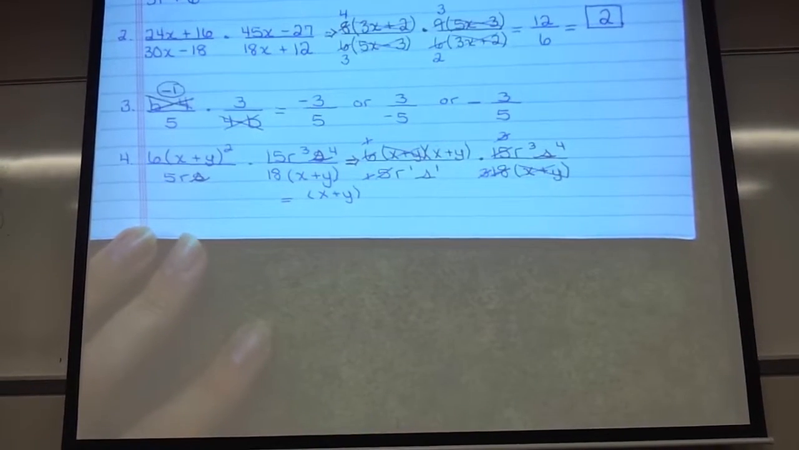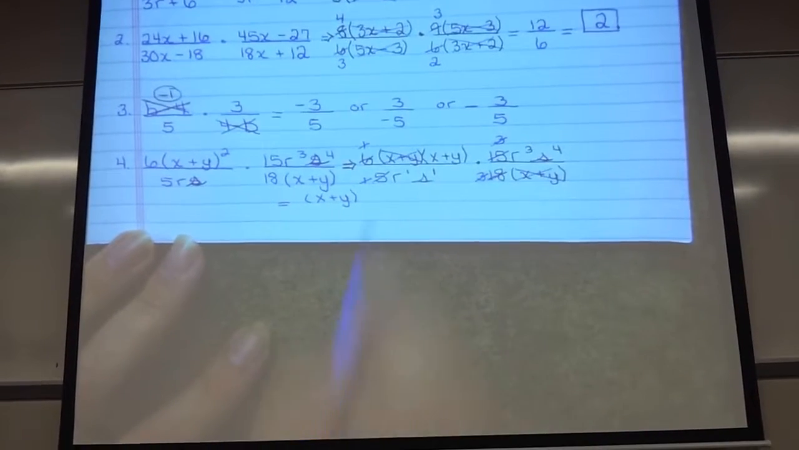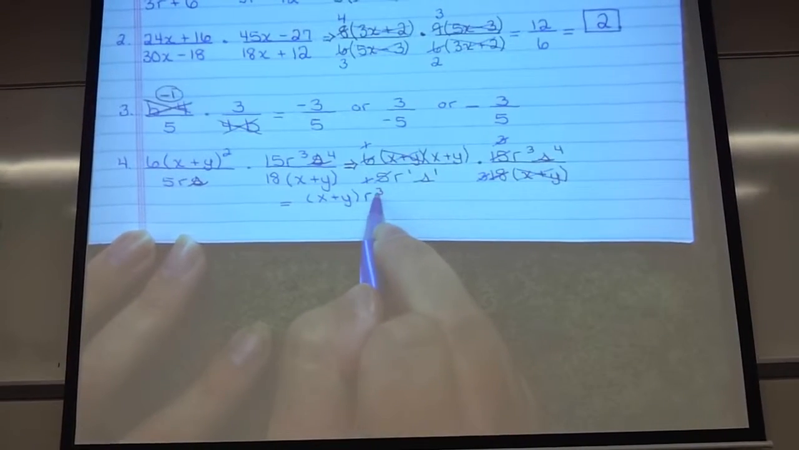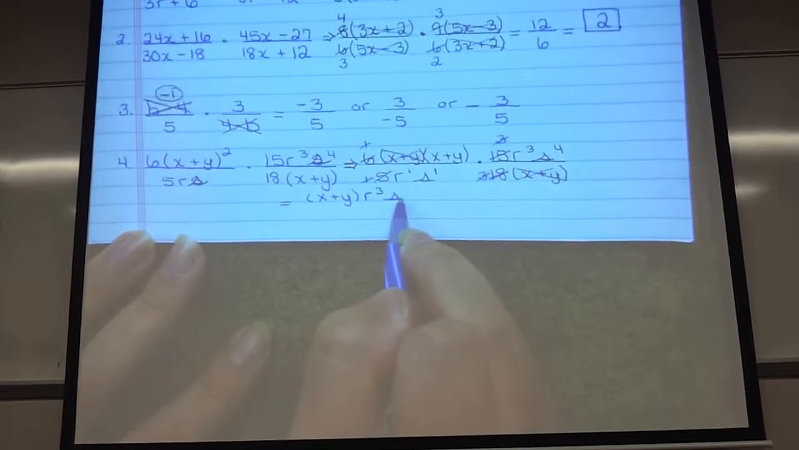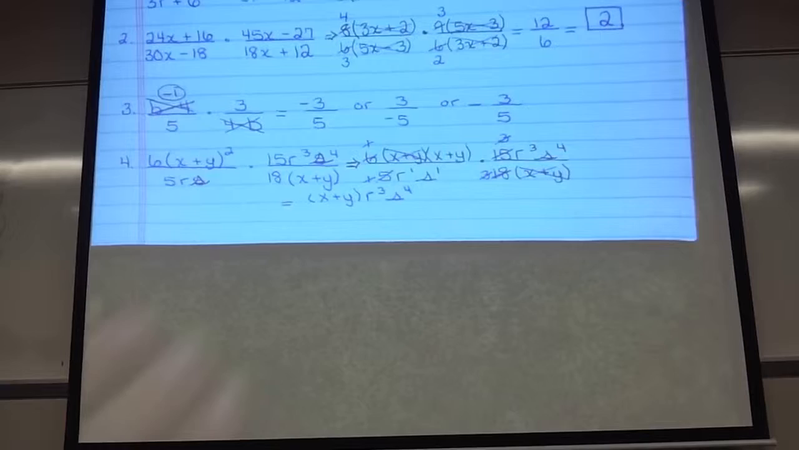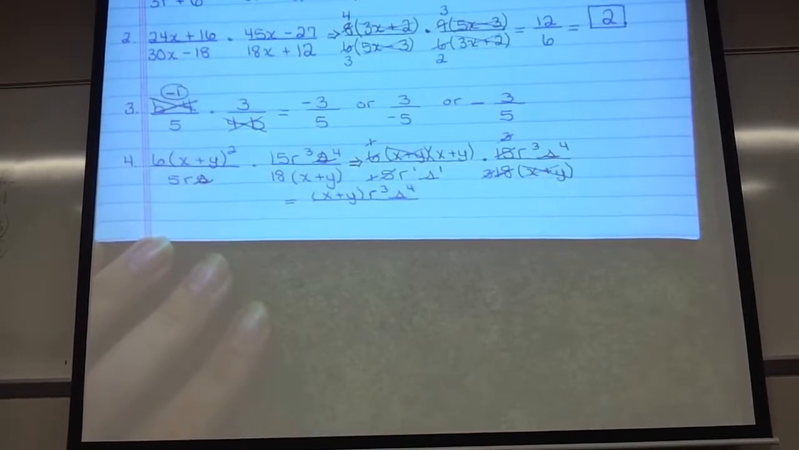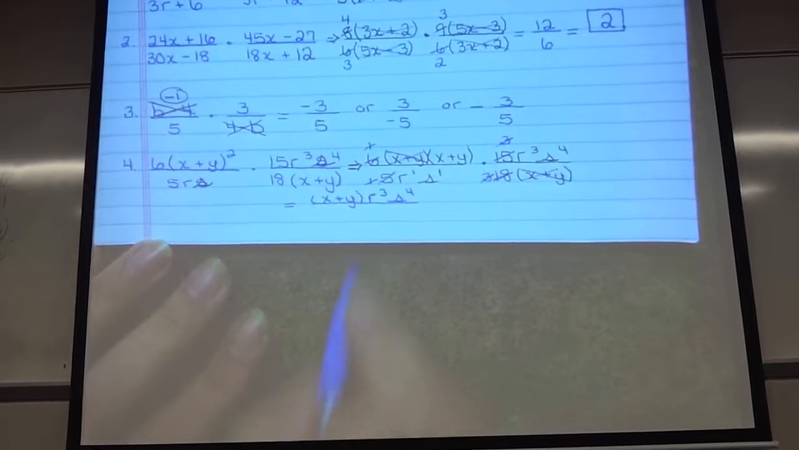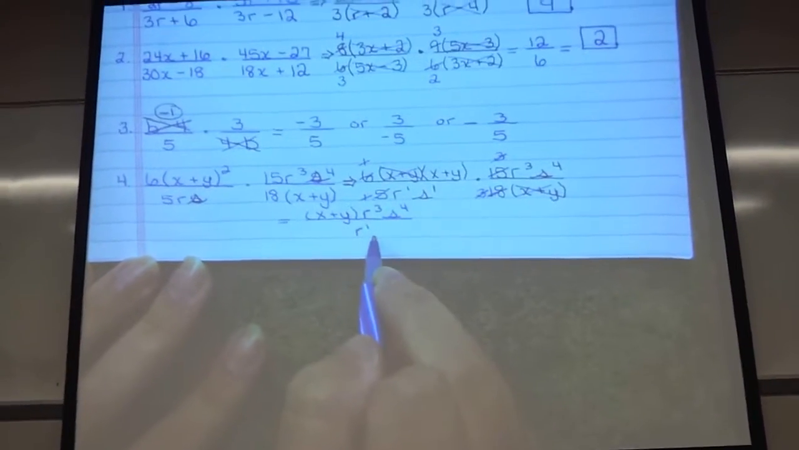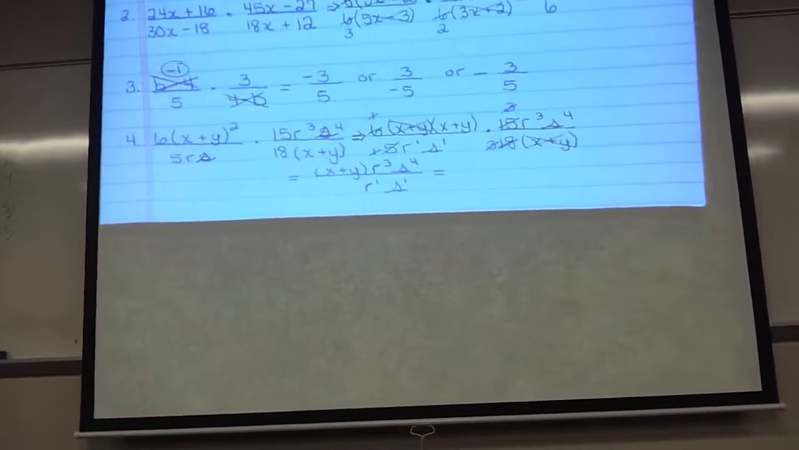And what else do I still have on top? You look all the way across. R to the third power and S to the 4th power, R3 and S4, all of that. I'm just looking at what did I not cancel out in blue. And then on the bottom, what is the only thing still there not canceled out in blue? R and S. R1, S1. That's one. Okay, almost there.